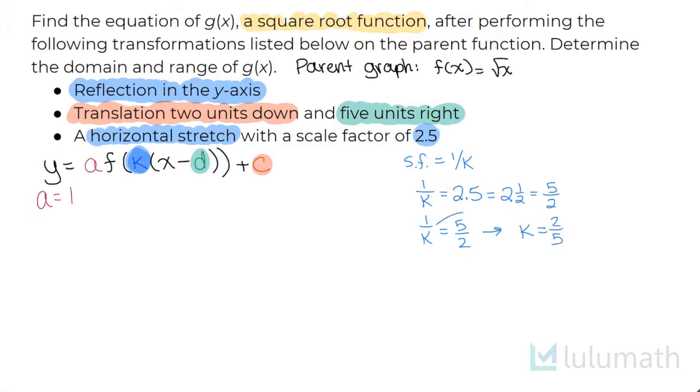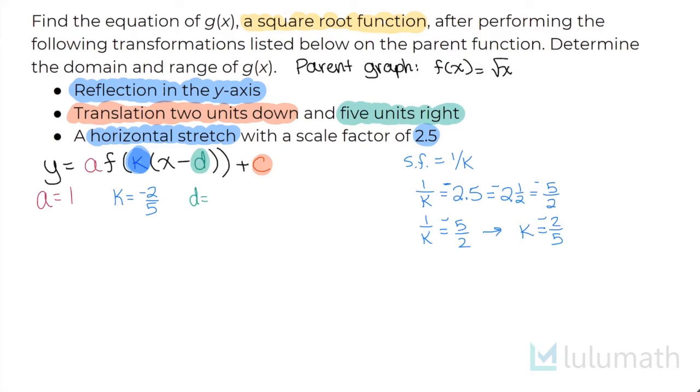Again, you can just cross multiply. So k times 5 is 5k. 1 times 2 is 2. Divide both sides by 5 and you get k equals 2/5. But we're also told that we have a reflection in the y-axis. So because we have a reflection in the y-axis, our 1 over k is actually going to be equal to negative 2.5, or negative 5 over 2, which means that k is equal to negative 2 over 5.